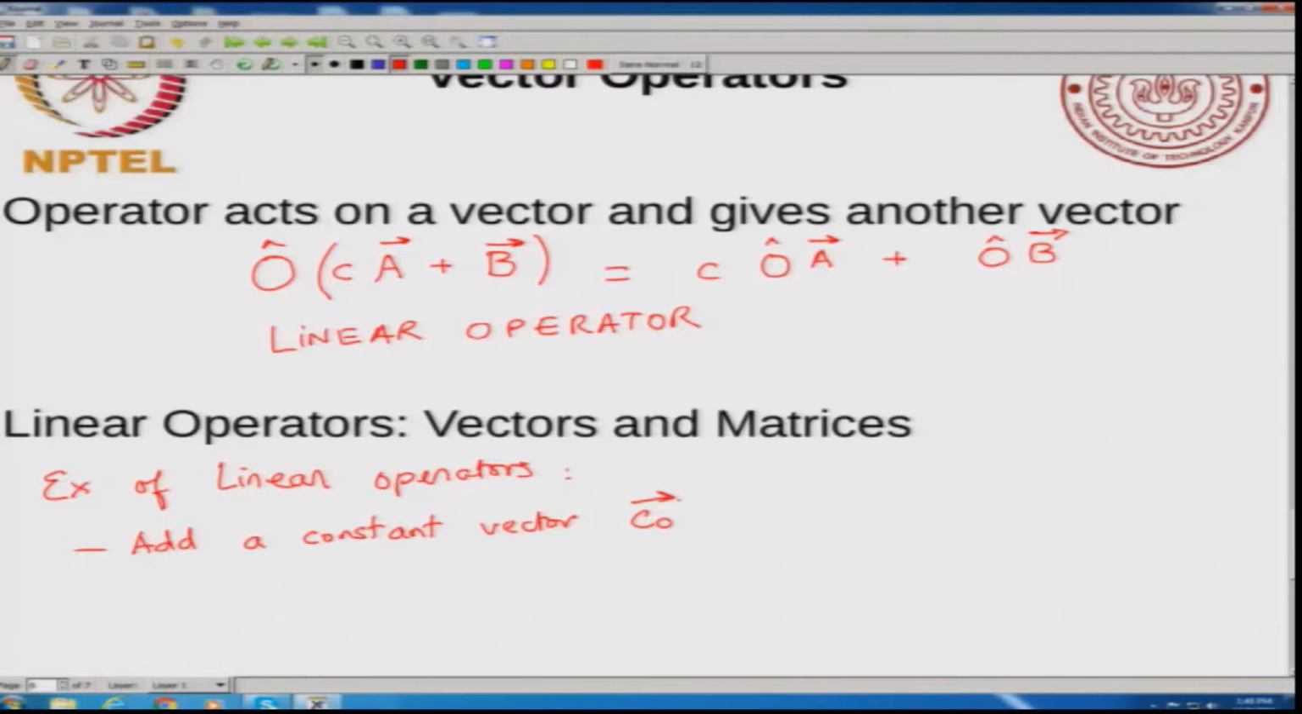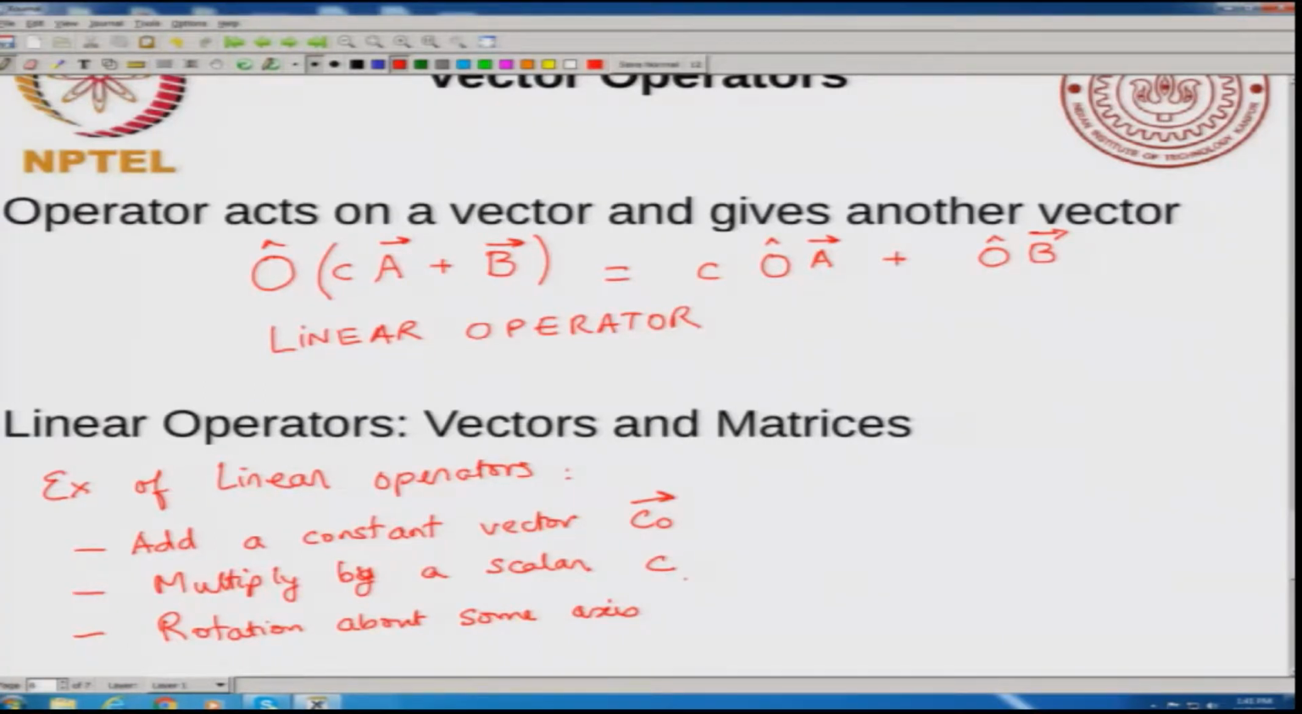So, that is an example of a linear operator and you can verify that it is trivially linear. Then multiply by a scalar C. So, that is also a linear operator. Okay. Then we talked about rotations, rotation about some axis. Okay. So, that is also an example of a linear operator. Okay. What is an example of an operator that is not linear?